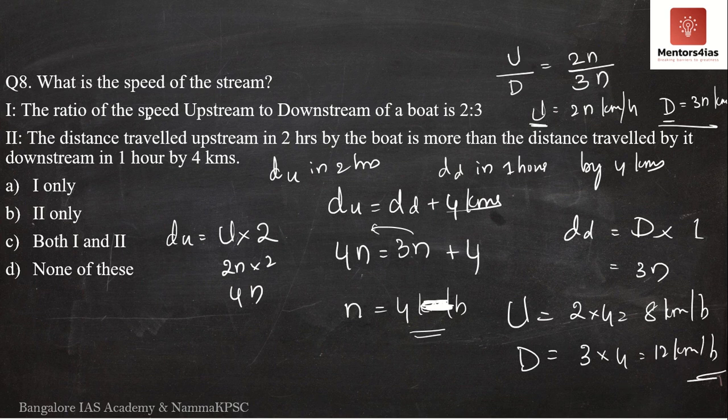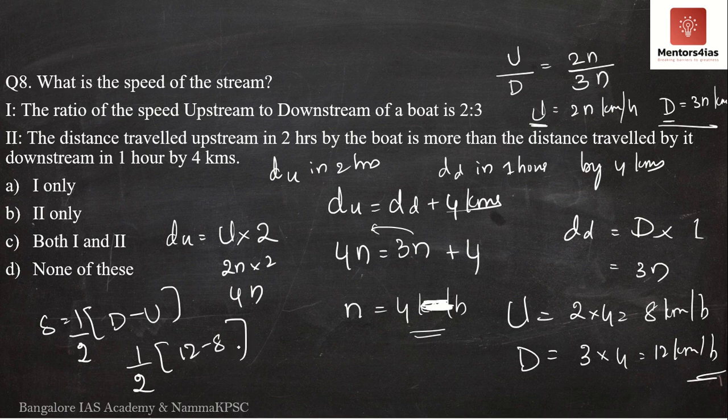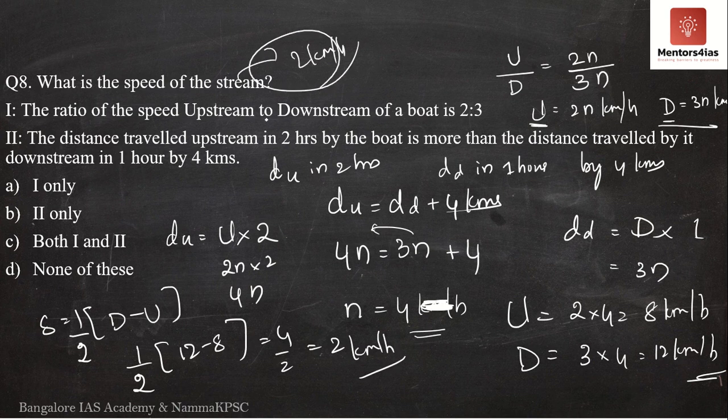What is the question asking for? Speed of the stream. What is the speed of the stream? Half the difference between the downstream speed and the upstream speed. It's nothing but half into 12 minus 8. 12 minus 8 is 4. 4 divided by 2 is nothing but 2 kilometers per hour. Therefore, speed of the stream is 2 kilometers per hour. Were we able to determine the speed of the stream? Yes. How? By making use of the information contained in both statements 1 and 2. Therefore, the correct option is option C.